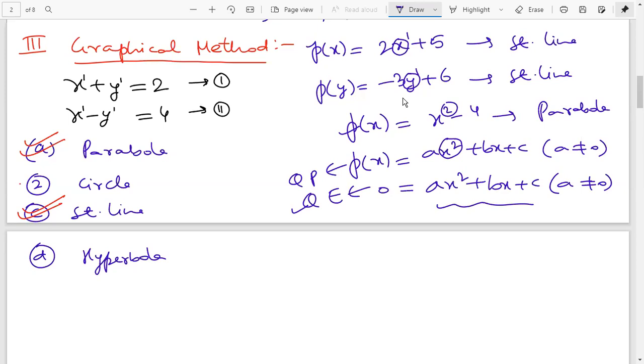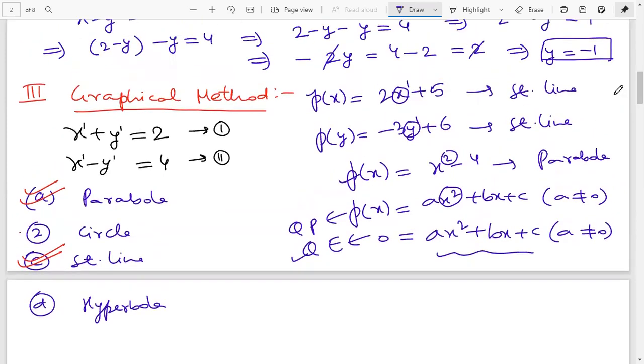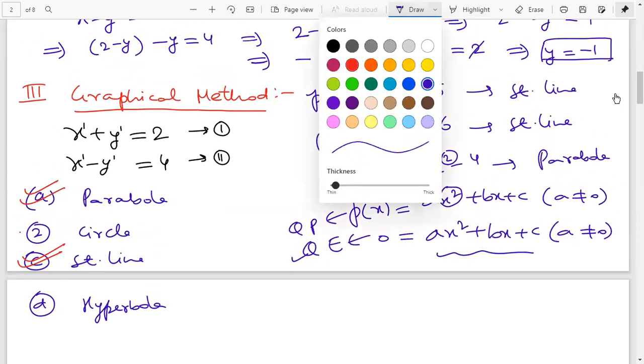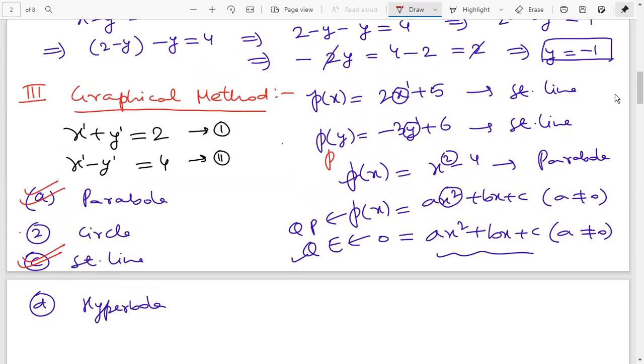Similarly, for a linear polynomial we have the standard form ax plus b, and a is not equal to 0 every time. So the degree is 1, we have a linear polynomial, and its graph is a straight line. So the answer will be straight line. If we plot the graph, we'll get a straight line, not a parabola, not a circle, and not a hyperbola.